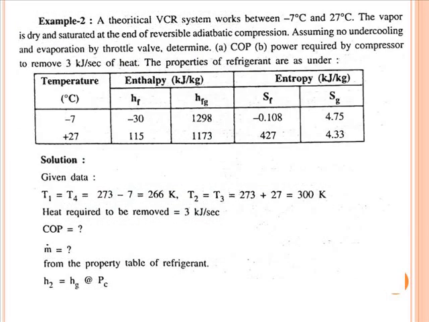Now we'll talk about the second numerical. A theoretical VCR cycle works between minus 7 degrees Celsius and 27 degrees Celsius. The vapor is dry and saturated at the end of reversible adiabatic compression. Assuming no undercooling and evaporation by the throttle valve, determine the COP and the power required by the compressor to remove 3 kilojoule per second of heat. The properties of the refrigerant are given in the table. So enthalpy values and entropy values are given in the table, and we have to find some answers.